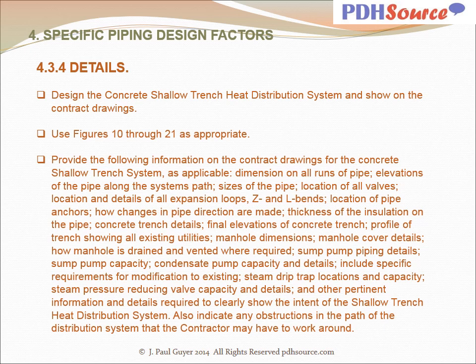how manhole is drained and vented where required, sump pump piping details, sump pump capacity, condensate pump capacity and details, include specific requirements for modifications to existing, steam drip trap locations and capacity, steam pressure reducing valve capacity and details, and other pertinent information and details required to clearly show the intent of the shallow trench heat distribution system. Also indicate any obstructions in the path of the distribution system that the contractor may have to work around.